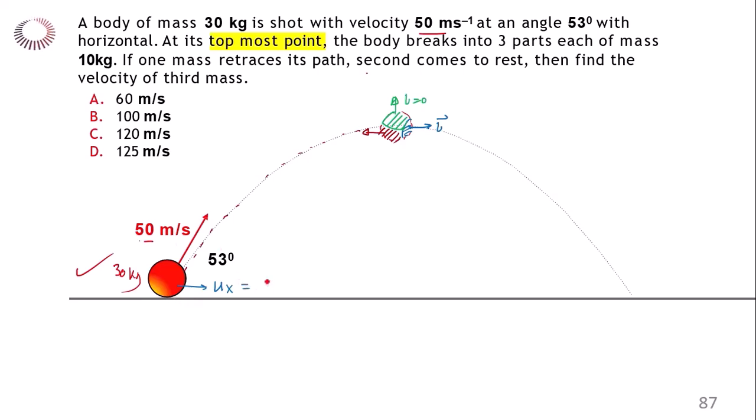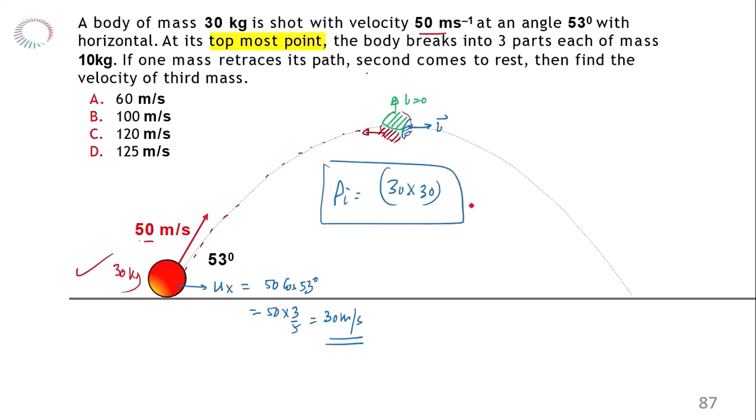So what is the ux number? That is 50 cos 53. So that is 50 into 3 by 5, that is 30. So 30 meter per second is the speed of the ball just before the explosion. So what is the initial momentum? Initial momentum should be equal to 30 into 30 along the x direction. Why? Because the initial velocity is along the x direction. So initial momentum is along x, so final momentum should also be along the x.